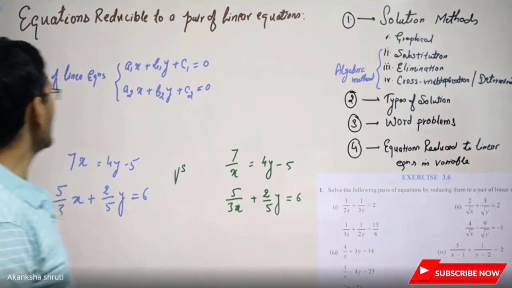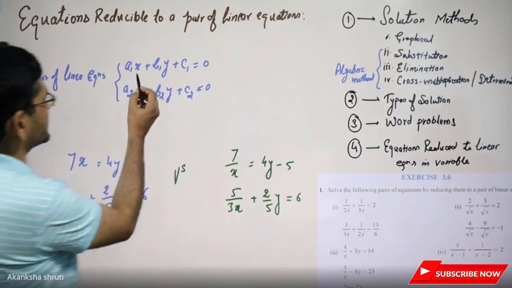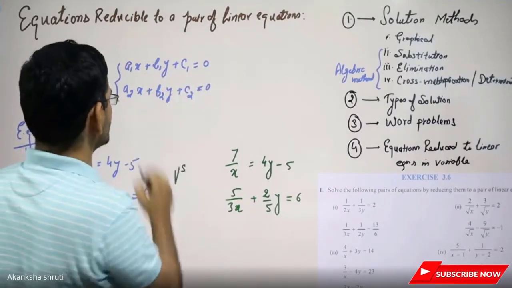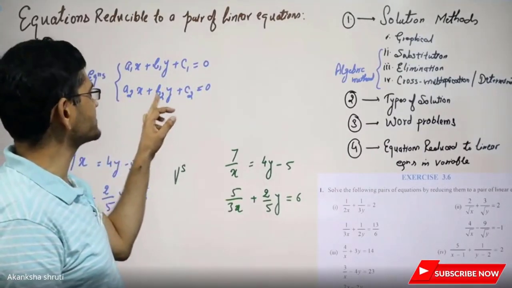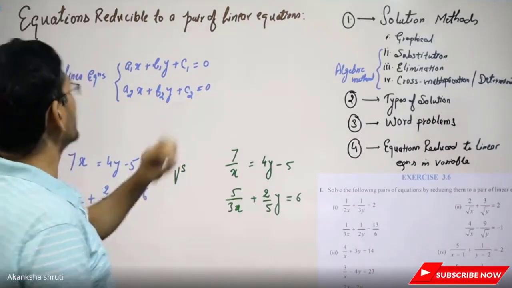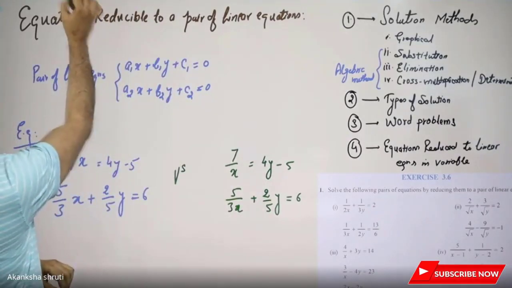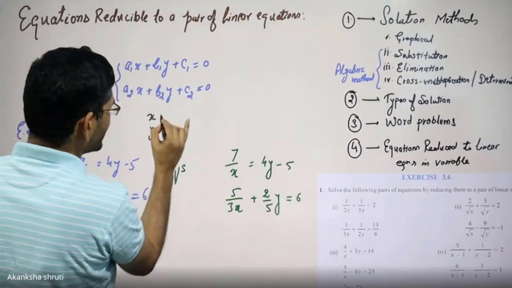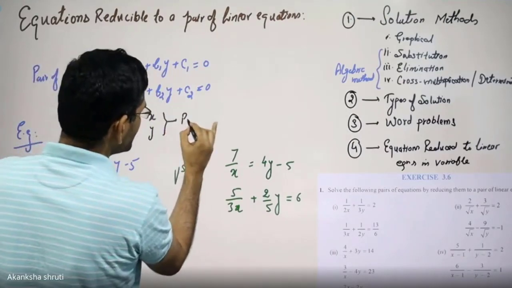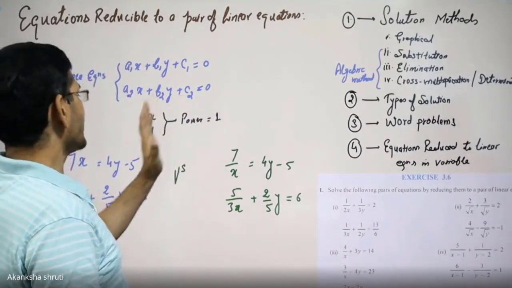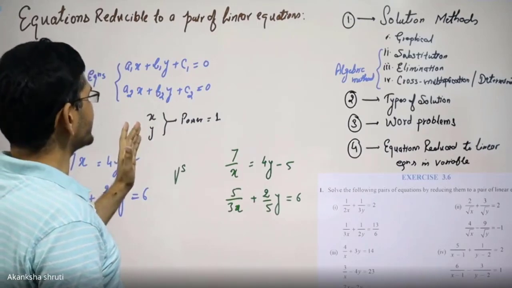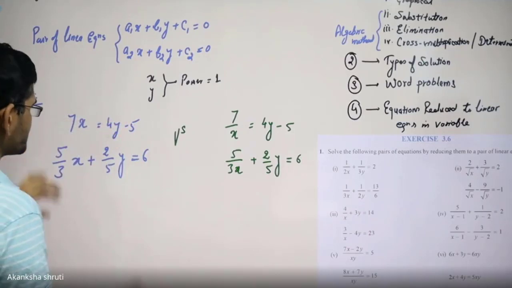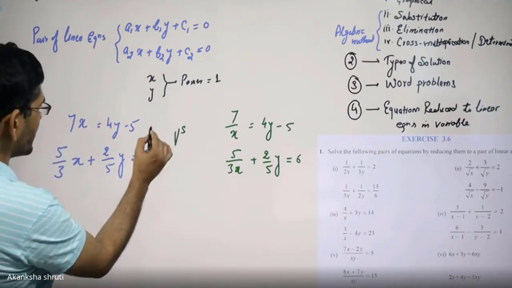Students, we have learned that the general form of a pair of linear equations is a1x plus b1y plus c1 equals 0, another a2x plus b2y plus c2 equals 0. This is a pair of linear equations. Means here the variables x and y have the power 1 only. If any other power of x and y is existing, then that will not be linear. Here we are observing this first part. This is a pair of linear equations.